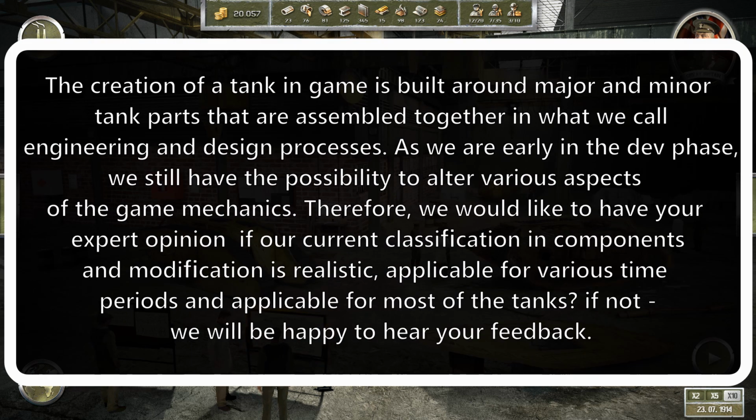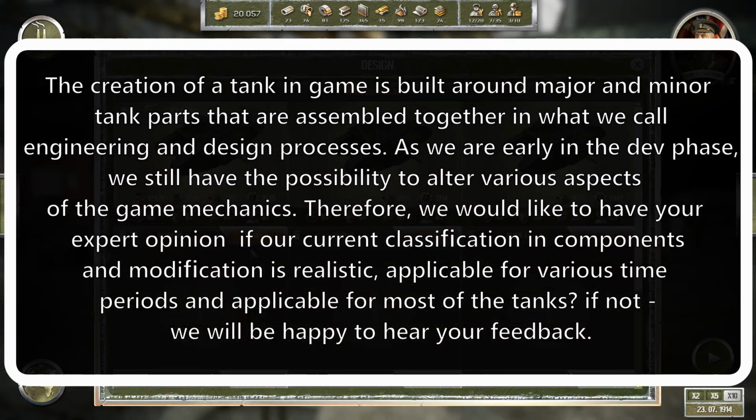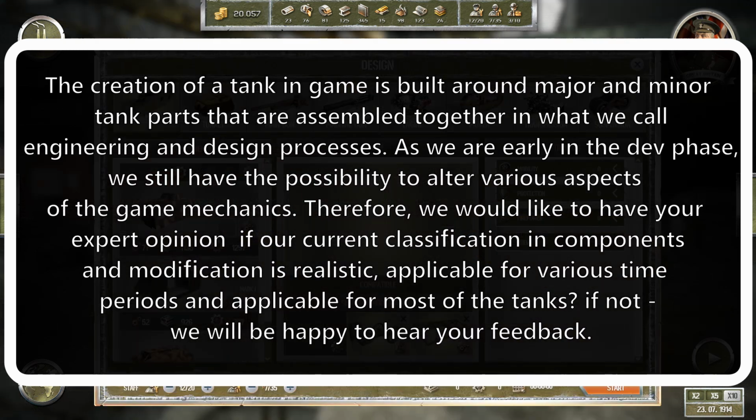The creation of a tank in-game is built around major and minor tank parts that are assembled together in what we call engineering and design processes. As we are early in the dev phase, we still have the possibility to alter various aspects of the game mechanics. Therefore, we would like to have your expert opinion if our current classification in components and modifications is realistic, applicable for the various time periods, and applicable for most of the tanks. If not, we would be happy to hear your feedback.